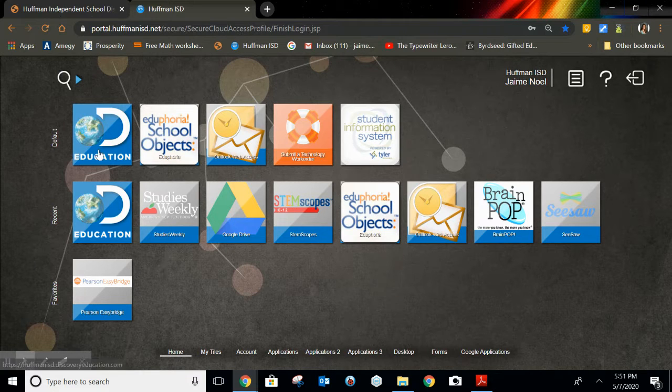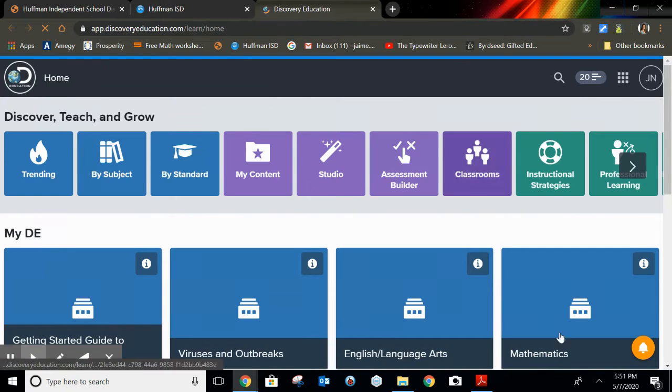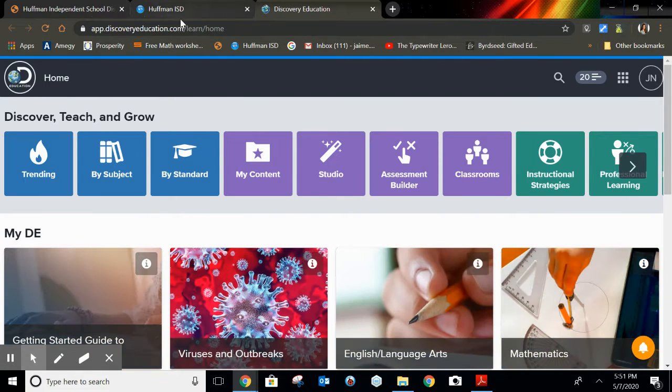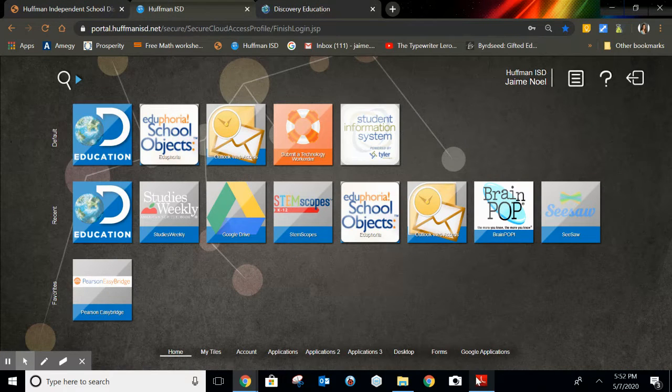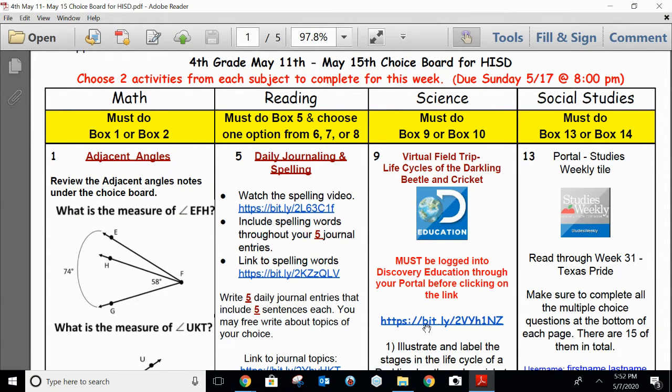Then you will go to your Discovery Education tile. And if your teacher has assigned you that virtual field trip, it would be located on your home screen. But we are going to access it through the link. So now we can click on the bit.ly link and it should get us into the virtual field trip.